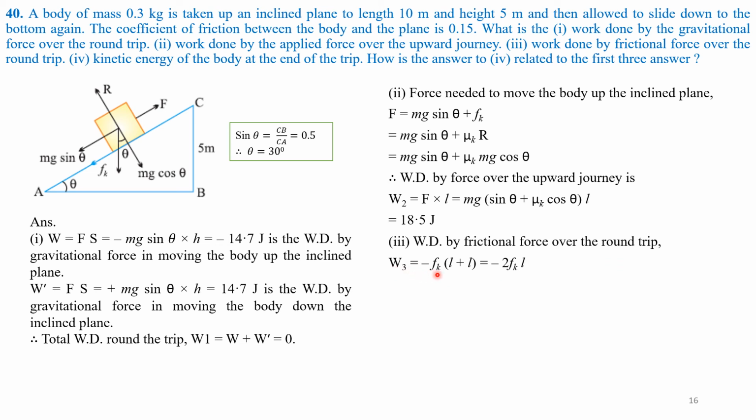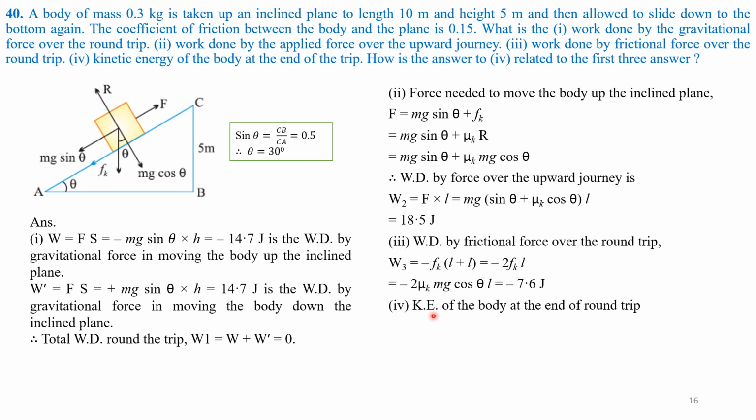Part 3. The work done by the frictional force over the round trip is W3 is equal to minus Fk, that is opposite of the kinetic friction force, into L. L is the length of upwards and another L is for downwards. So it becomes L plus L, that is equal to minus 2 into Fk into L. Substituting the values, that is equal to minus 2 into mu k mg cos theta into L. Substituting the values, we get the answer as 7.6 joules. Please substitute the values and work it out yourself.